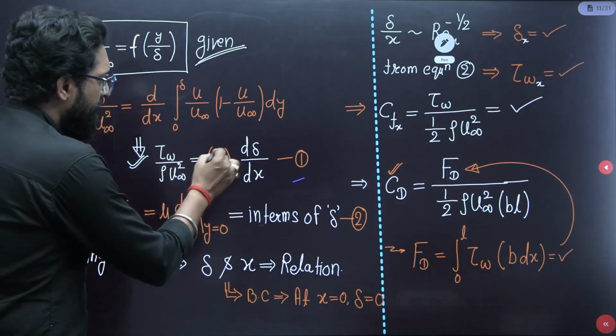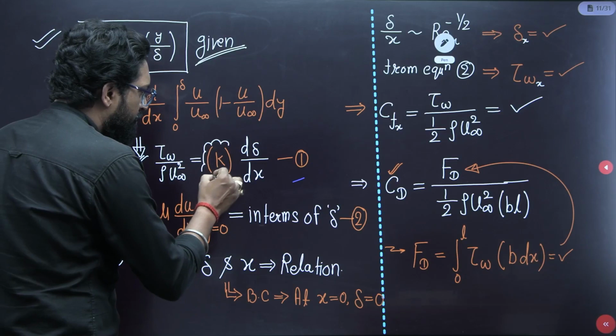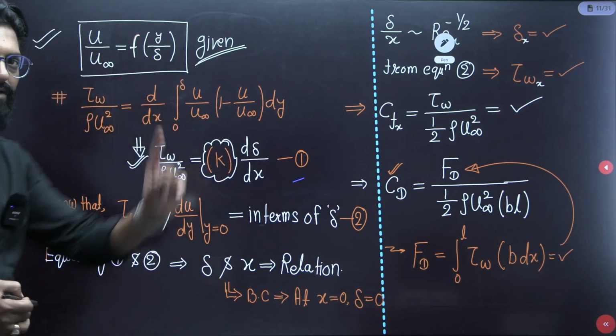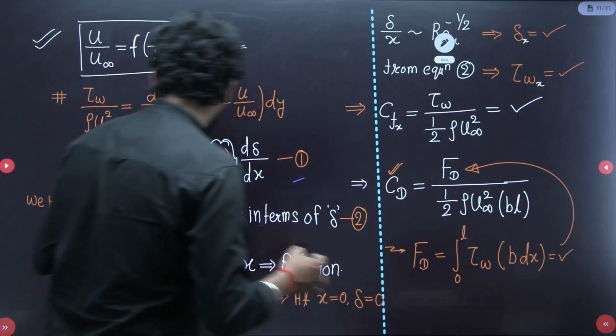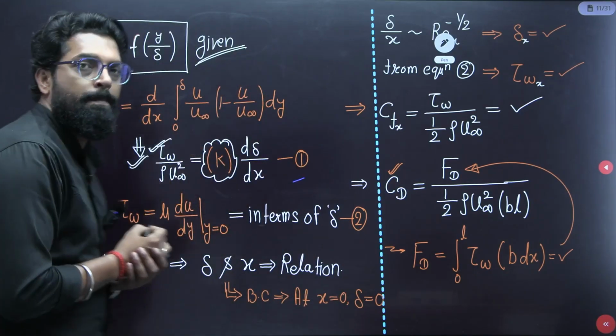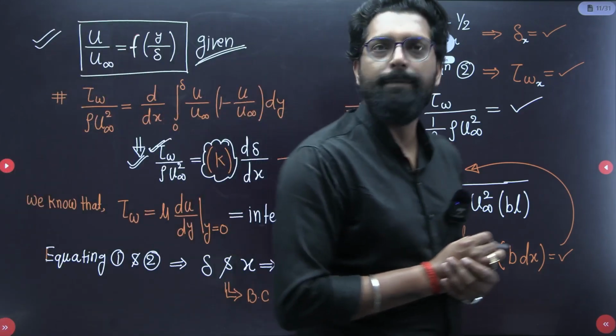That means there is some numerical value, some constant, into d delta by dx. That is the first equation. So from this first equation, you can find the wall shear stress with the help of the momentum integral equation.